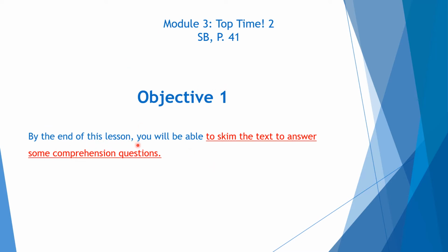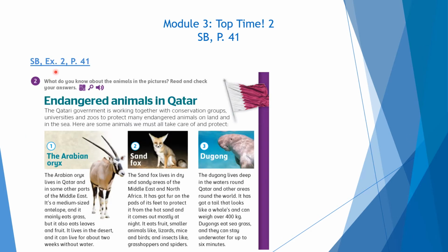By the end of this lesson, you will be able to skim the text to answer some comprehension questions. Exercise 2, page 41. In this exercise, we have a text. Look at the title, Endangered Animals in Qatar. We have 3 pictures. In the first picture, we have the Arabian oryx. In the second picture, we have the sand fox. And in the third picture, we have the dugong. So it seems we are going to read about these animals.